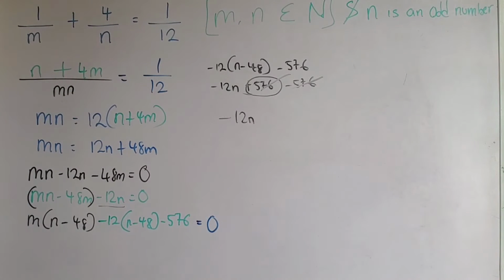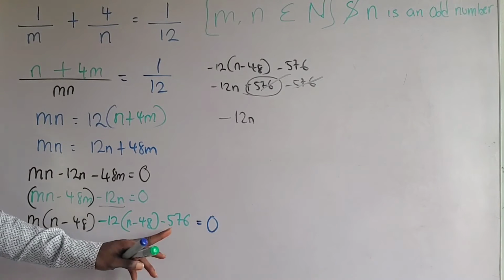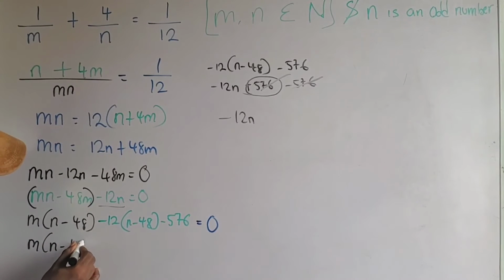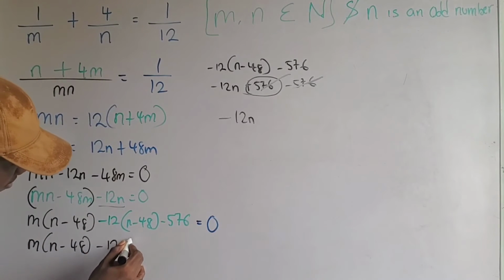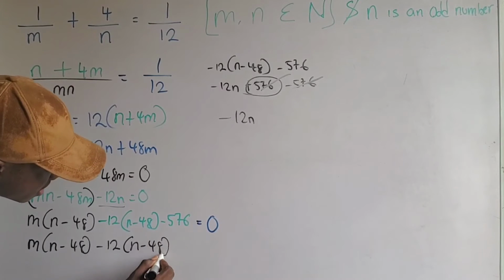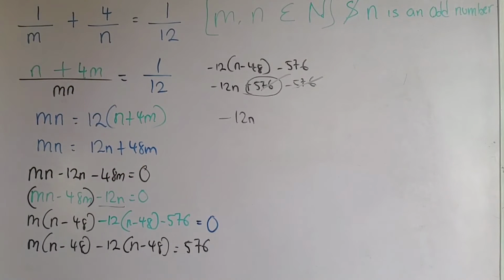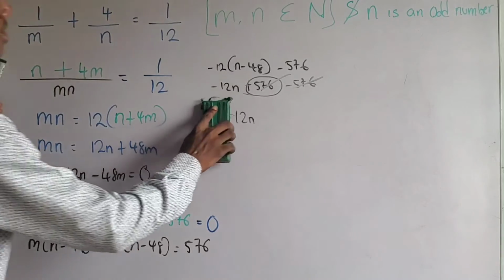Now, having gotten to this point, you can take this negative 576 to the right hand side of the equation. So I'm going to have m multiplied by n minus 48 minus 12 multiplied by n minus 48 equals to 576. Do you understand? Okay, now let me erase this.